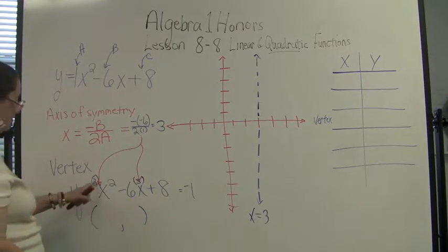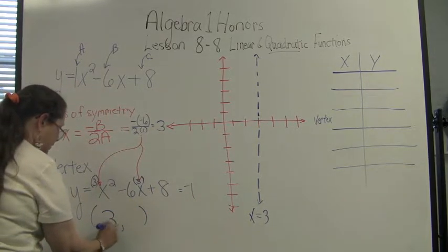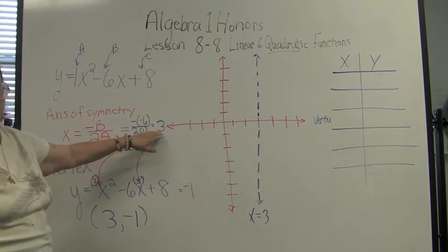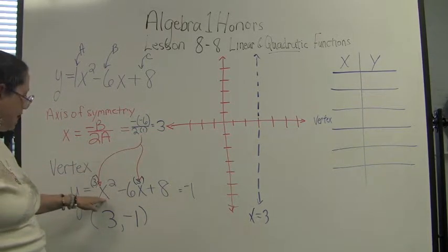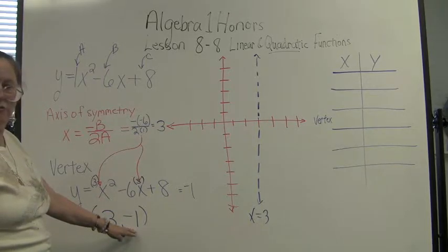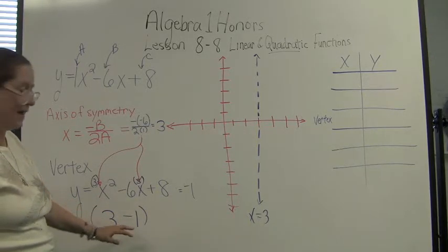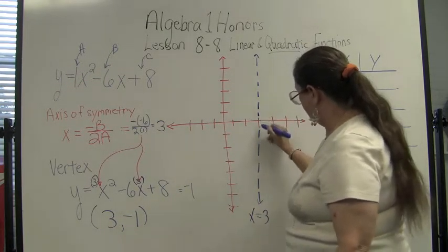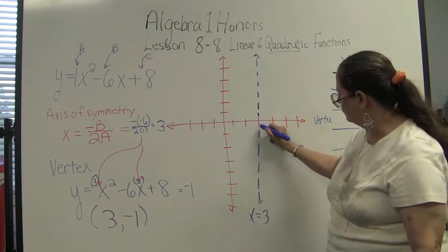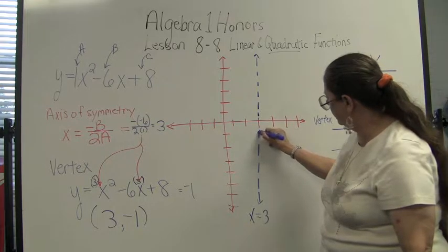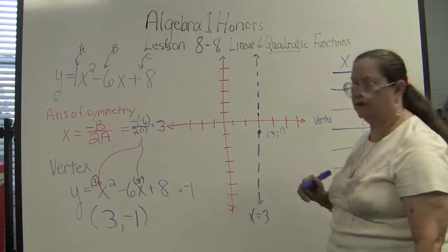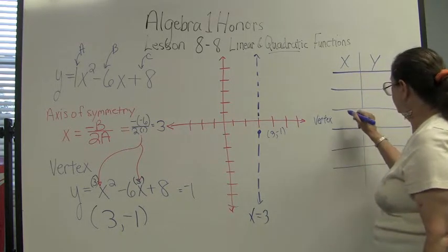So our vertex is at (3, -1). You take the value you got for the axis of symmetry, plug it in for x, and calculate your value for y. That's your vertex. So our vertex is going to be on this line at (3, -1). That's right here. Okay, that's (3, -1). And let's fill it in over here.